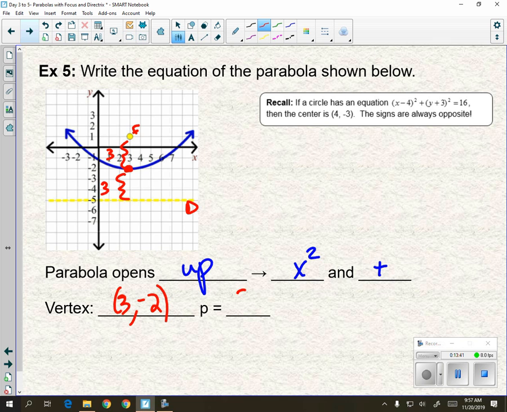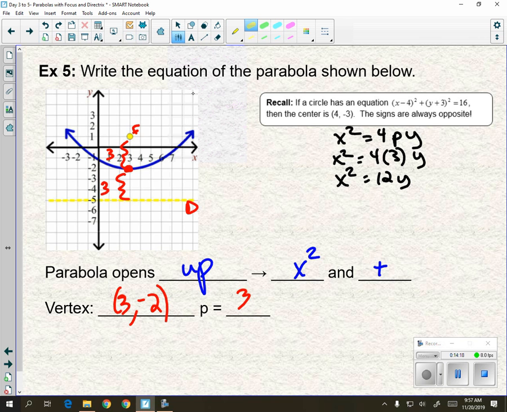So p is 3. We're going to start out normally, and we have x squared equals 4py, and we know that p is 3. So we get x squared equals 12y. However, this is for a parabola that has its vertex on the origin. In this case, our vertex is shifted, so we have to incorporate that transformation into our equation.